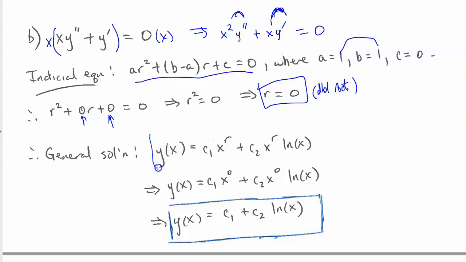And once again, that means that we automatically know this is our general solution. All we do is let r equal 0, and we end up getting C1 plus C2 natural log of x, where C1 and C2 are real number constants.